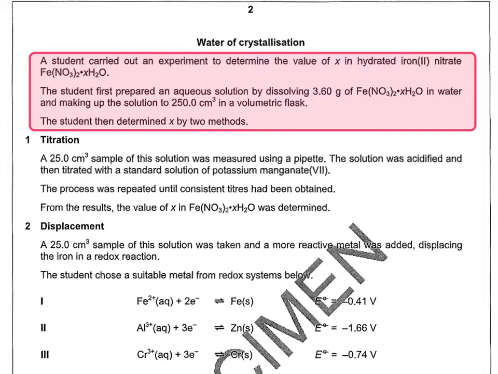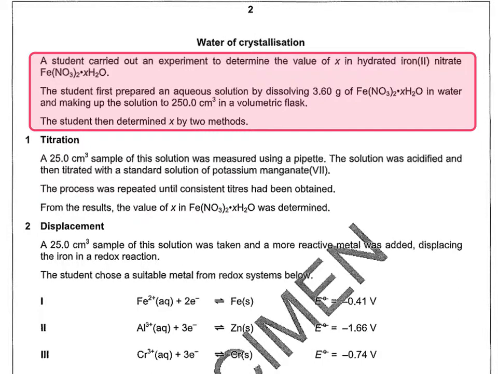So the first thing to look at is any data that might be of use to you. It describes what the student did. They tried to find the value of X in hydrated iron 2 nitrate by two methods, by first of all doing a redox titration and by secondly doing displacement. So the displacement in this case isn't just the displacement that you might remember from GCSE. This time we're using electrochemical data to work out which is a more reactive metal that might achieve this process for us.